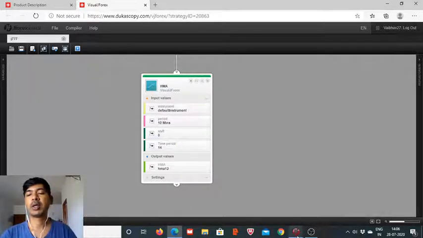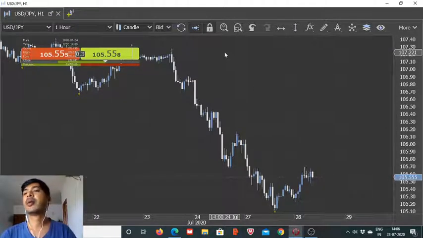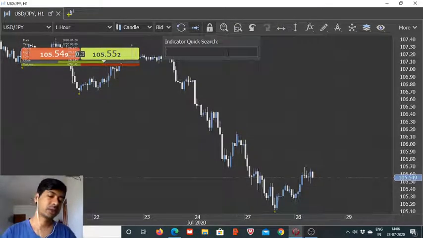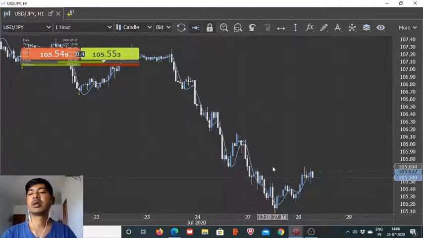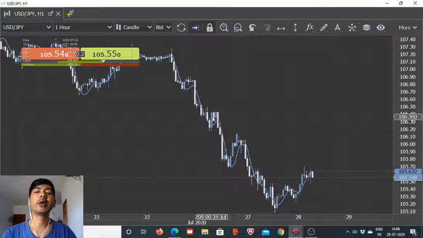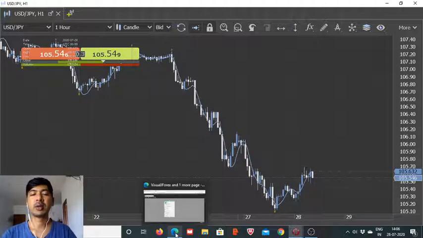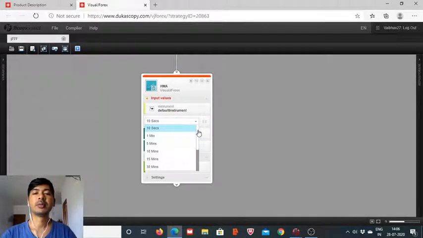Let us also plot this on the chart so that we can better understand this indicator. To add it on the chart, you can do a quick search for HMA. Okay, so we got this Hull moving average, which has been plotted on the hourly time frame. So let us change the block's time frame to hourly as well. So here is the hourly time frame.